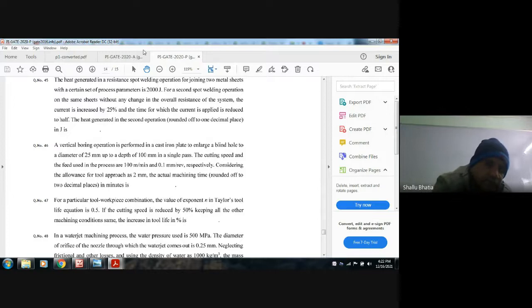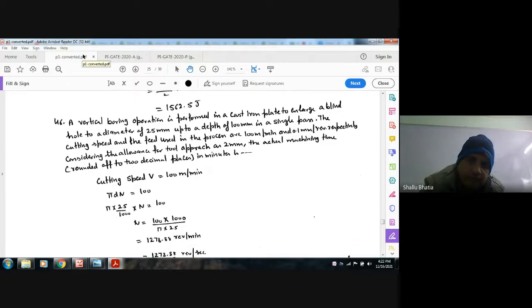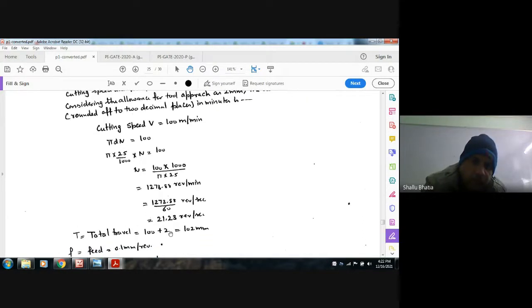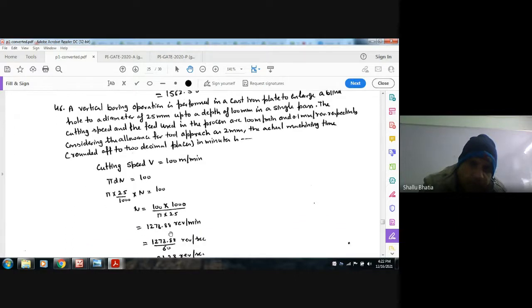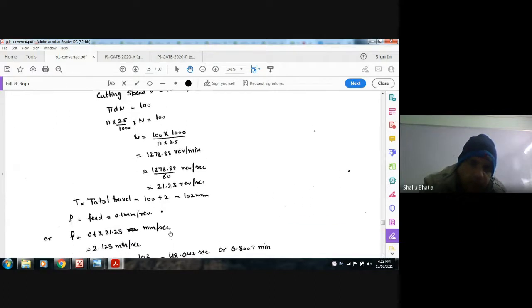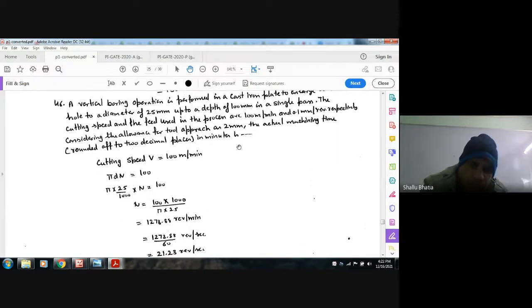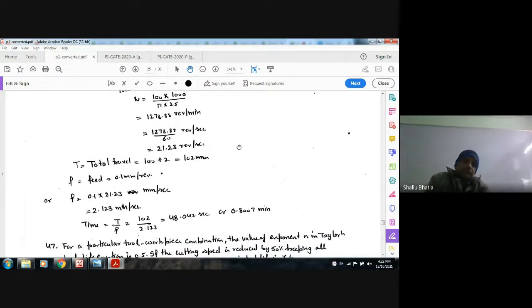in minutes is. So the boring operation has been performed with the velocity of 100 meter per minute. So we can calculate the RPM, because the cutting velocity of the bore will be πDN. So we can calculate N. Now the length or depth of the bore is 100 mm. So with the approach, the total travel is 102 mm.